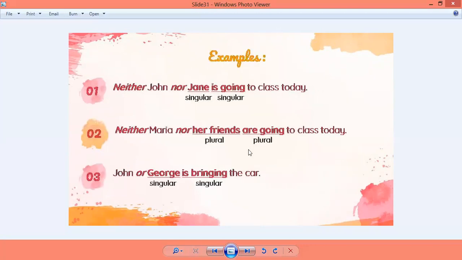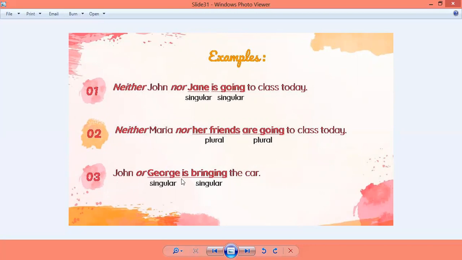Let us see more examples. Neither John nor Jane is going to class today. Again, Jane is singular and that is why we have used is, which is singular. Neither Maria nor her friends are going to class today. Here we have used are. Maria ना तो उनके friends, right? Neither Maria भी नहीं जा रहे और उनके friends भी नहीं जा रहे. Her friends is plural and hence the verb form that we are using is also going to be plural.